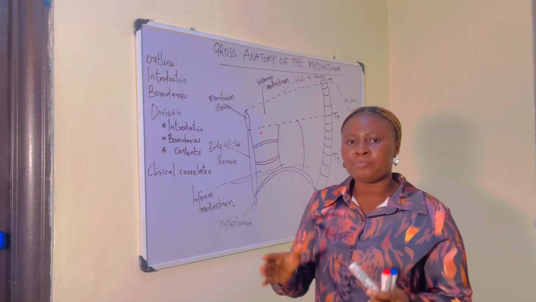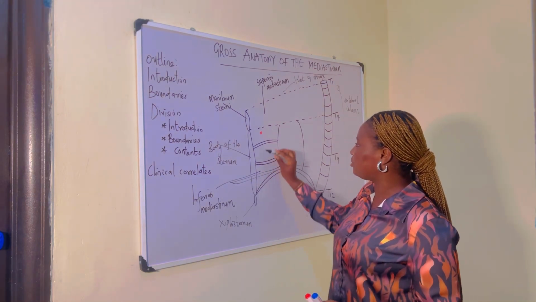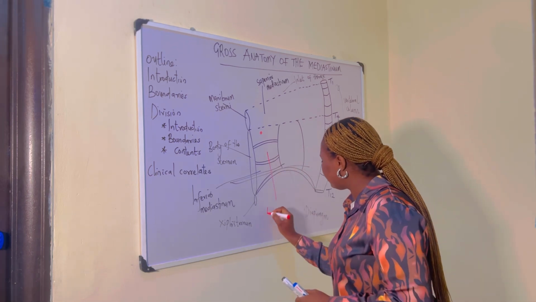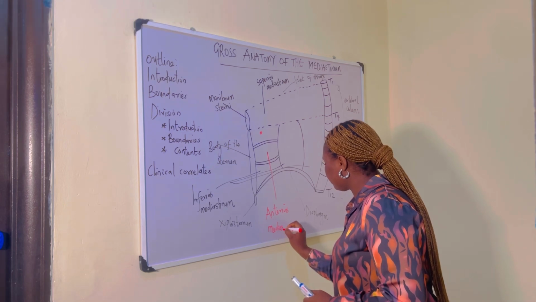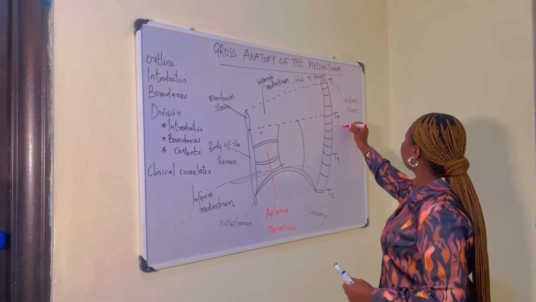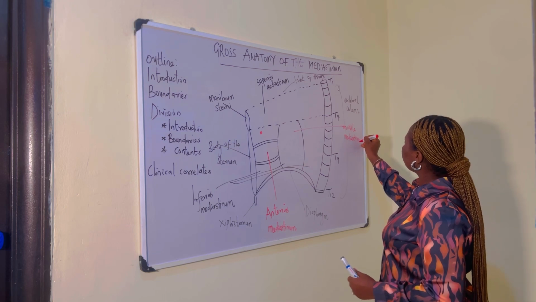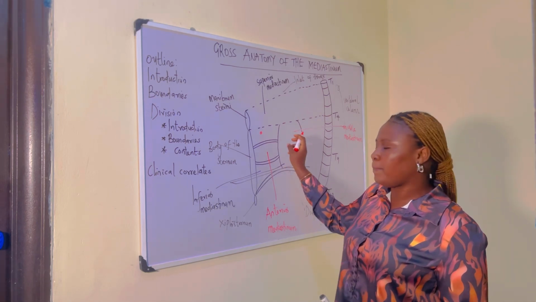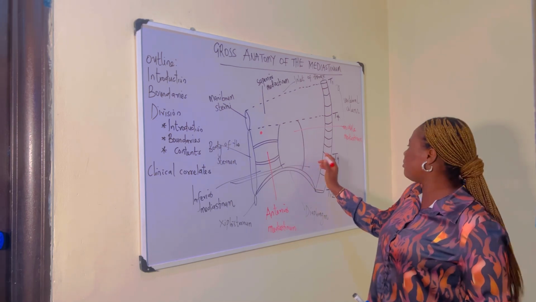Now the inferior mediastinum is divided into three parts by the pericardium. Now we have the anterior mediastinum. So this part is the anterior mediastinum. Then this is the middle mediastinum. Remember that the heart is present in the middle mediastinum, which is enclosed or covered by the pericardium. Then finally we have the last part of the inferior mediastinum, which is the posterior mediastinum.